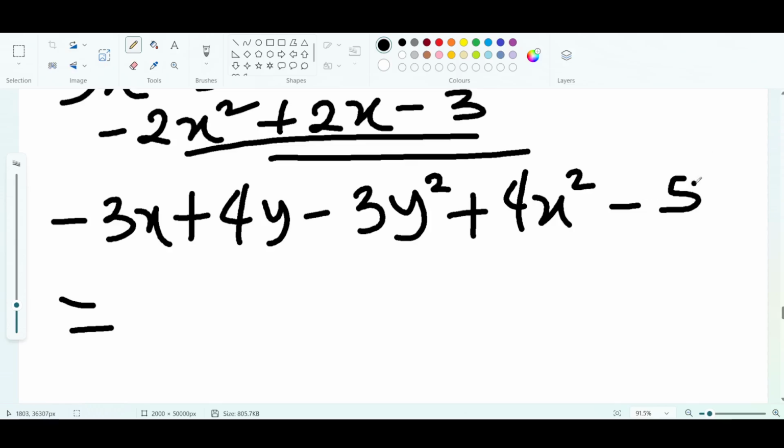And this one is having what? It is a constant, so we cannot add it to any of these. So in that case, the final answer is still the same question given, which is the same.